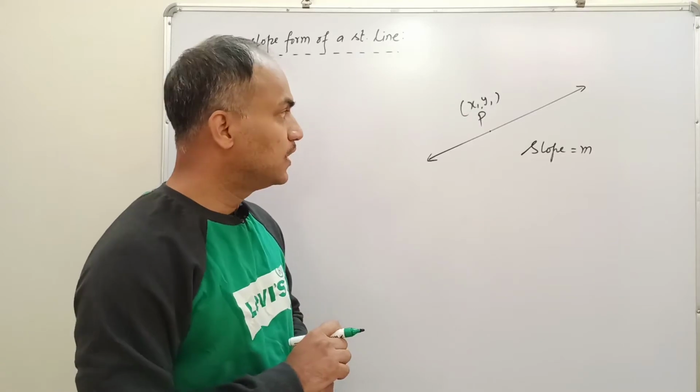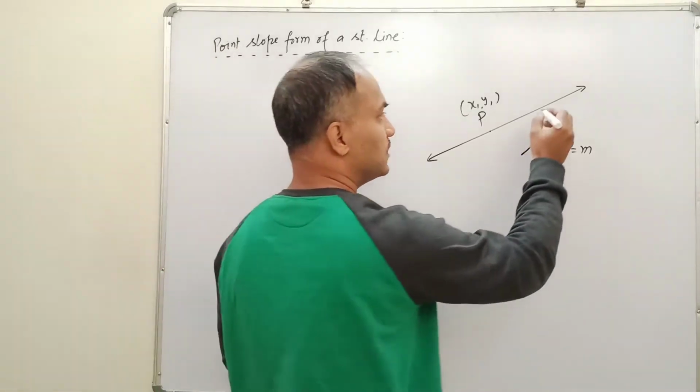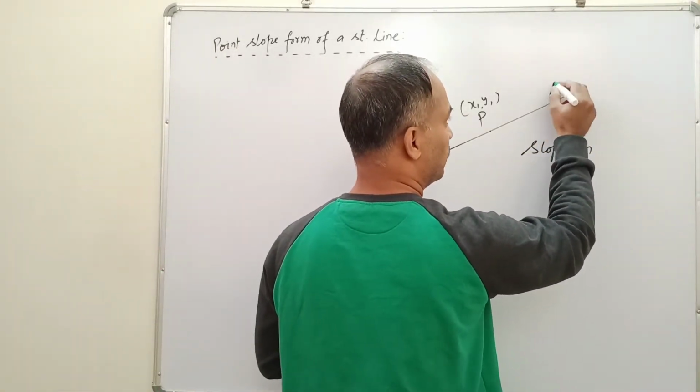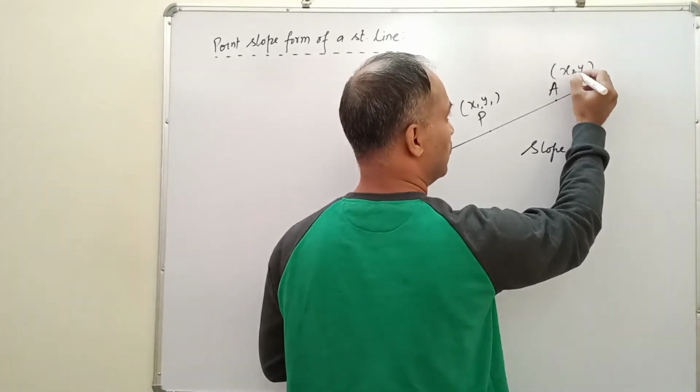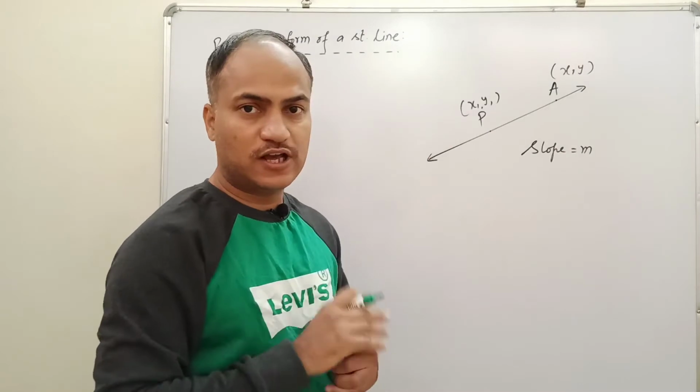So for that let us take one arbitrary point. Suppose it is A and its coordinates are x comma y. One variable point we have taken.